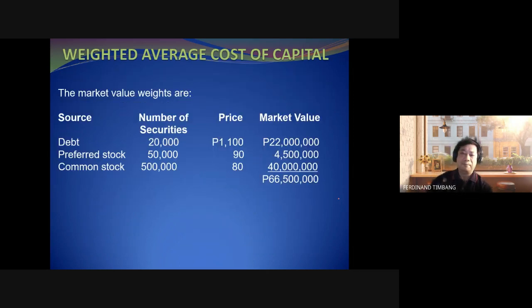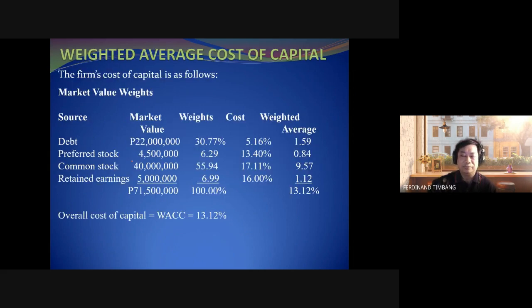Okay, so ito na siya. No? So we multiply now. Yan. So multiply. So we get 22 million for the debt. Then we have 4 million 5 for the preferred and 40 million for the common stock. So, ibig sabihin, yan ay market value niya. So again, after getting that, we have to get again the weight naman. No? We have to get the weights again. Kasi nagbago siyempre yung total niyan. So we have to get the weights for each.